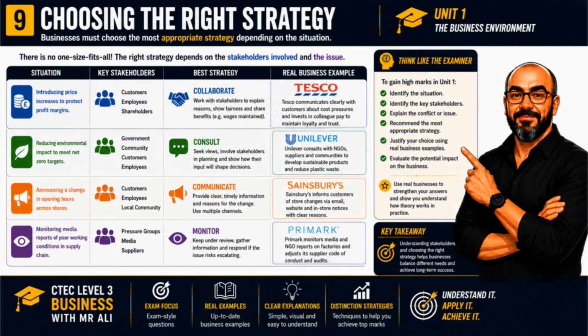Unilever, a very, very big company, has lots of companies under it. Unilever is known as an umbrella company. It consults with NGOs, so non-government organizations, suppliers, and communities to develop sustainable products and reduce plastic waste. So here we're talking about understanding the environmental impact of the business, and therefore they're going to consult with those that are going to be affected.